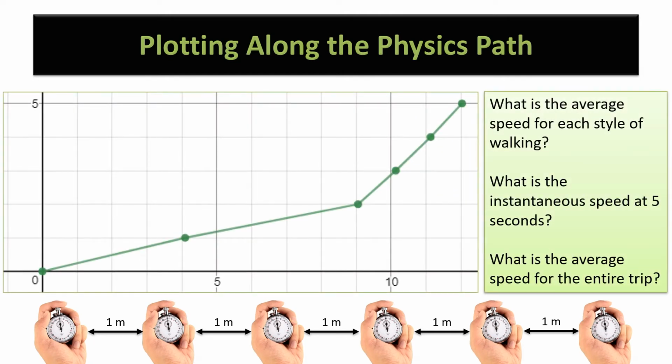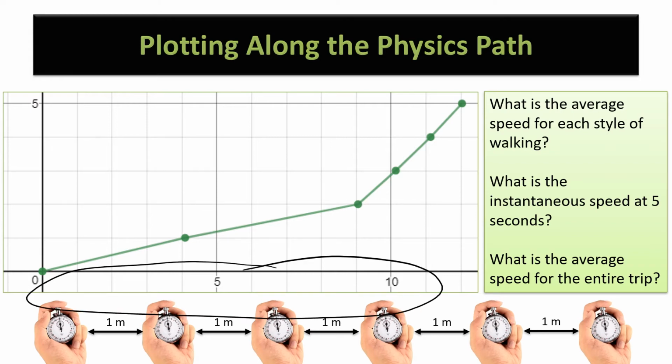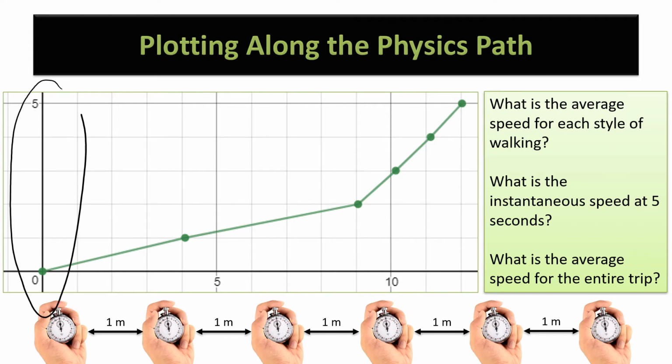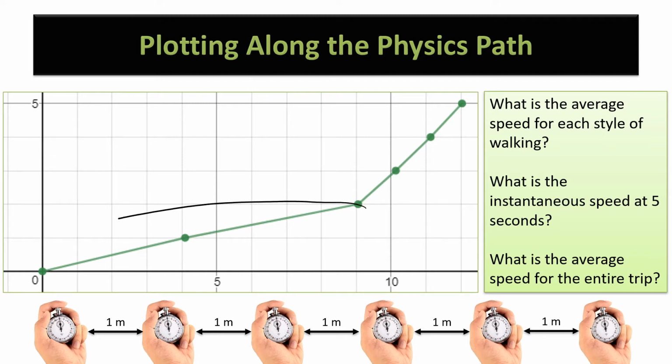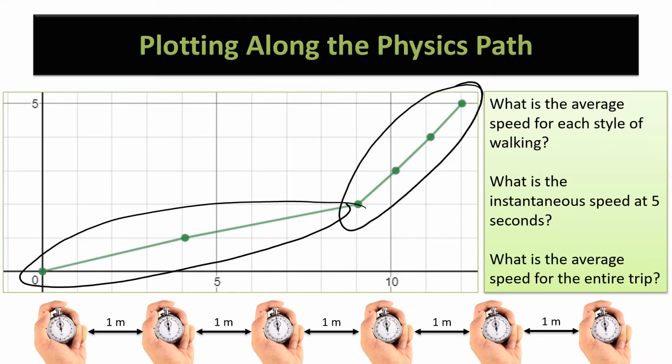So then we would all come back into the classroom and it'd be like, okay, you were at position 1, what time do you have? You were at position 2, what time do you have? We'd make a data table, we would plot it. So this is the time on the x-axis, and the displacement, the number of meters, is on the y-axis. And it says, what is the average speed for each style of walking? So here's the old person shuffling along, and then this was that crazy person skipping.